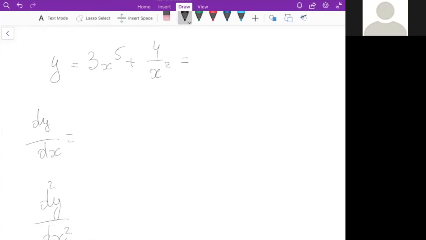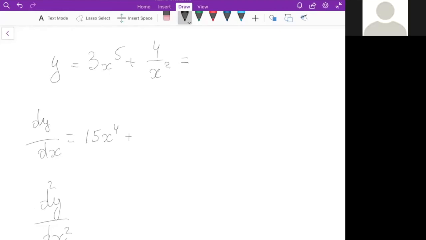For the first one, the first derivative is 15x^4. Yes, good. And then we have this bit. So 4 divided by x squared. Okay. Try to rearrange it a little bit so that it can be differentiated.